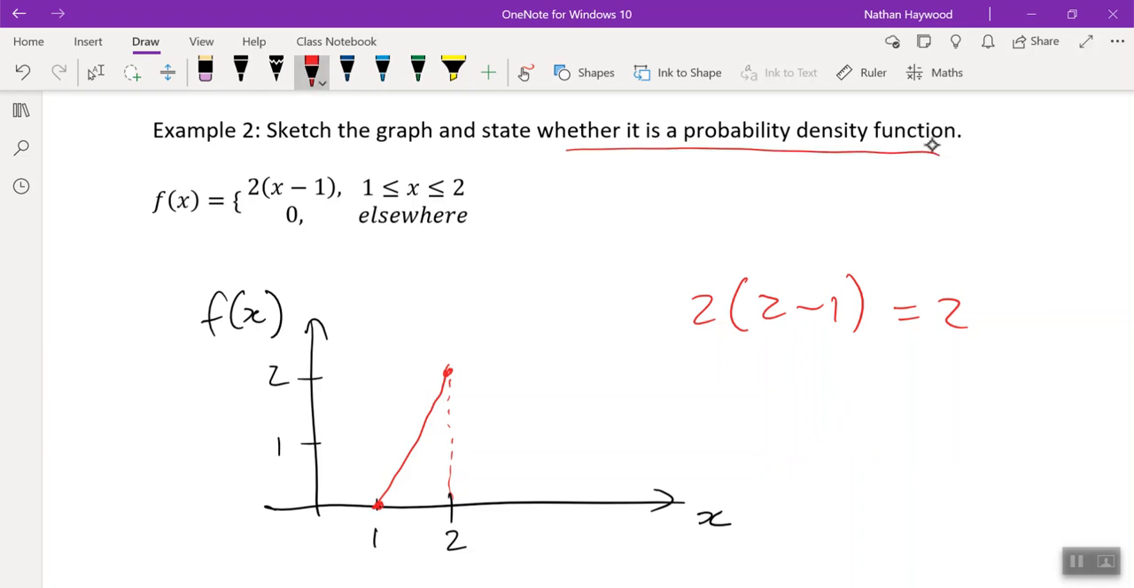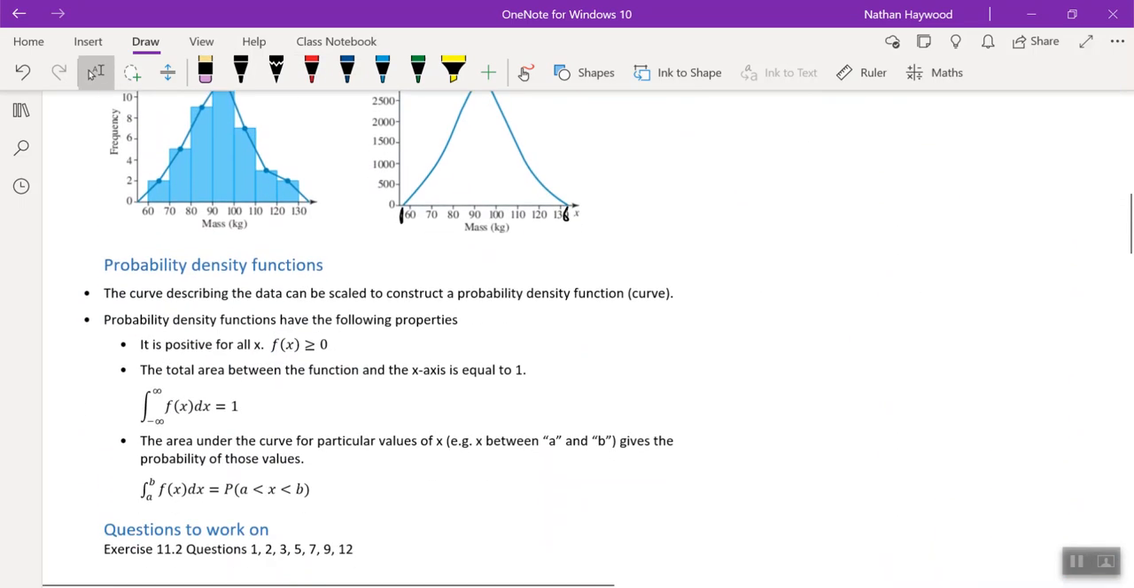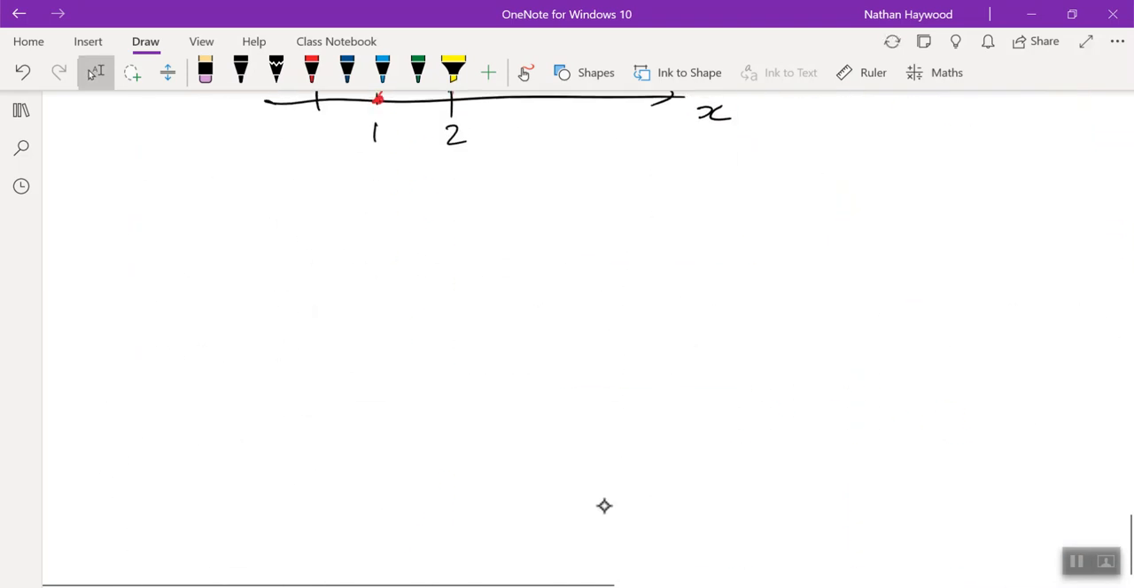So what makes it a probability density function? I said it a few times. So is that true? What's the other thing we have to find? So the probabilities should add, or the area under the curve should add to 1.